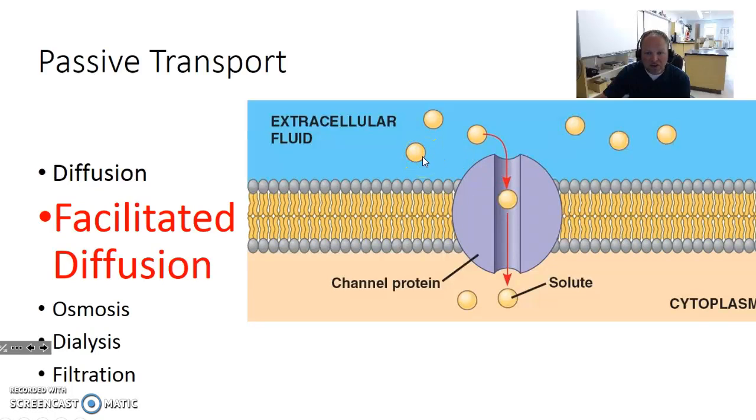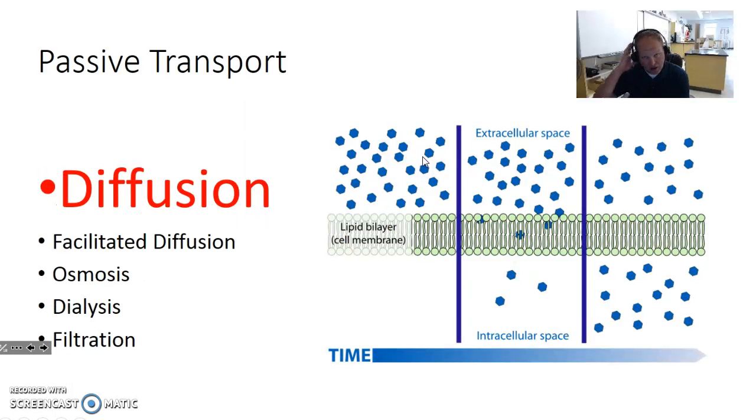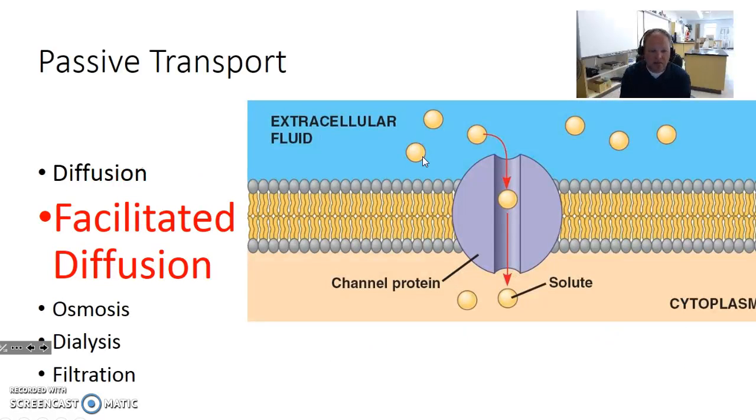Particles that need facilitated diffusion are basically anything that has a charge or anything that's a little bit bigger. Remember, if I'm fat-based, I can just hop through the cell membrane anywhere I want to. If I have a charge, I need help from a protein.